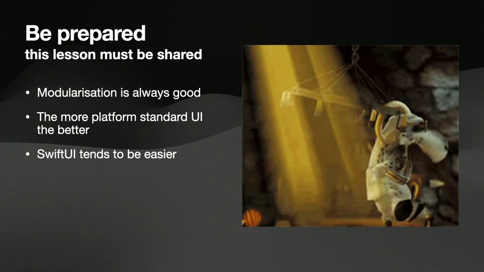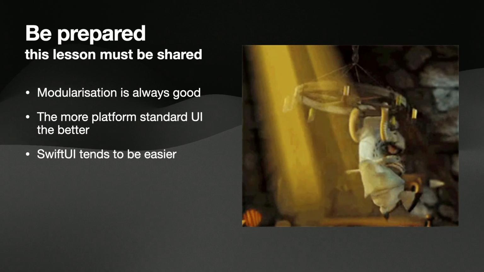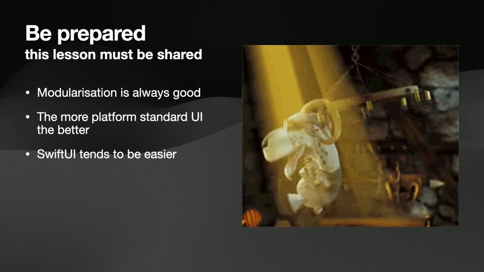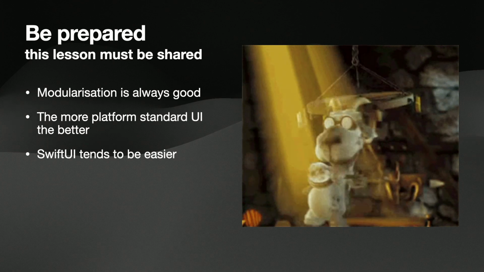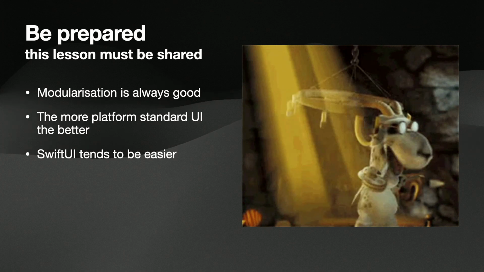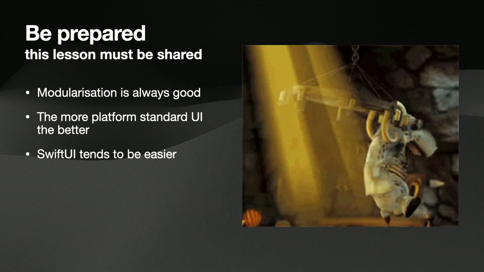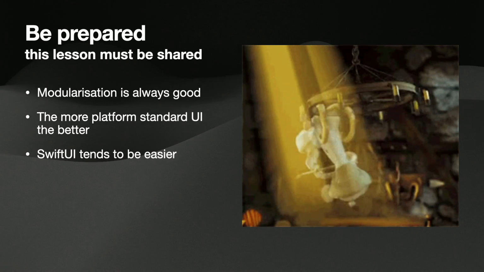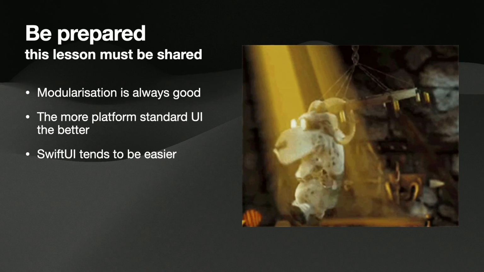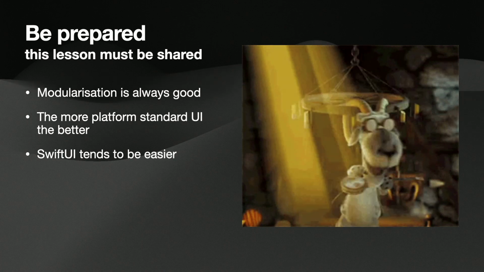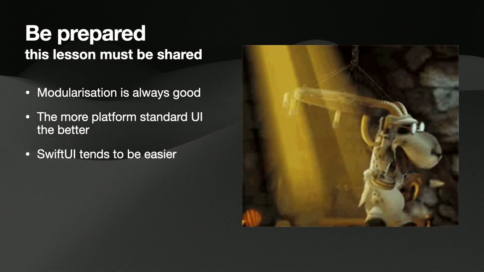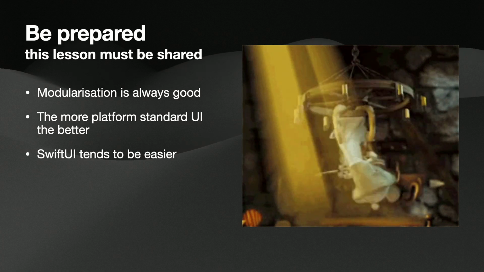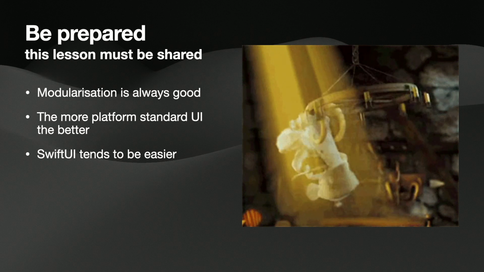The more platform standard UI you're using, the better. Things like tab controllers, navigation controllers, using the buttons will just automatically adapt to themselves. A tab bar will just automatically pop out into being that nice ornament off to the side, and we'll get all the animations and stuff nicely applied to it. Again, things like search controllers, navigation controllers, all of that you'll get a lot more for free. And SwiftUI tends to be a lot easier.